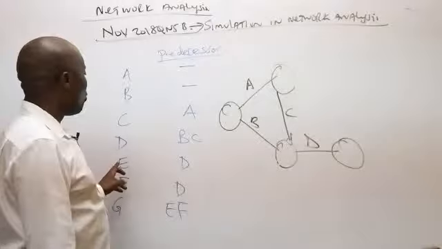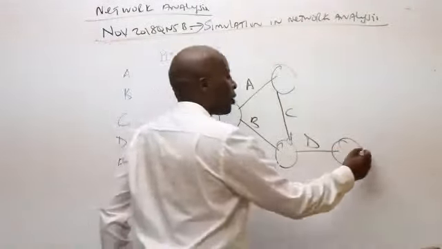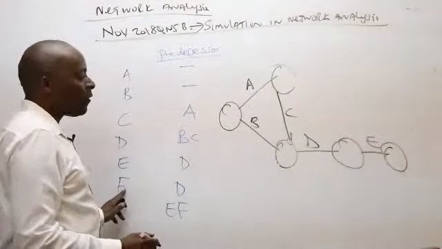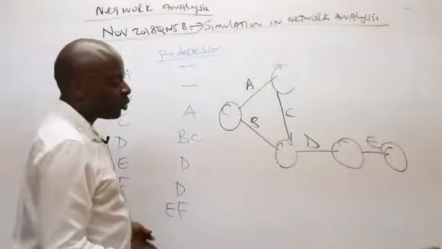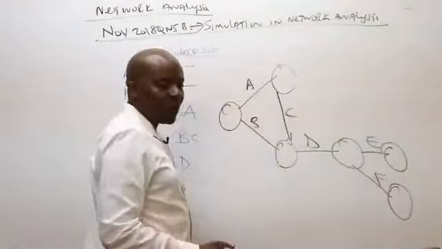After D, we have E, which comes after D alone. So we have E coming after D alone. After E, we have F. F also comes after D alone. So we have our F there.